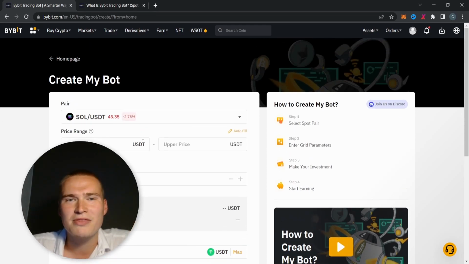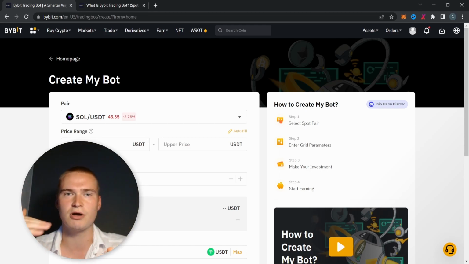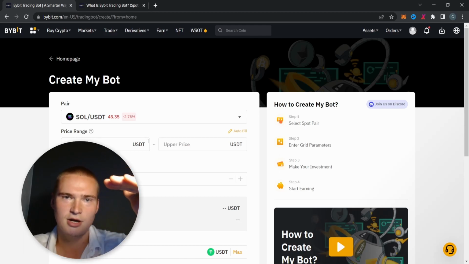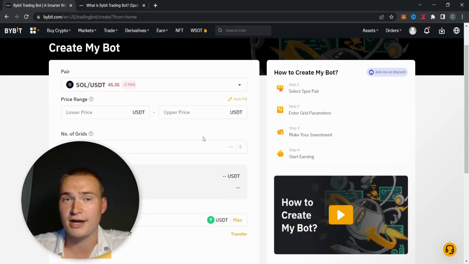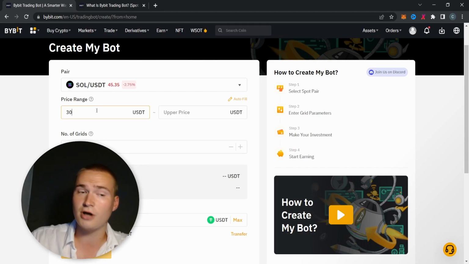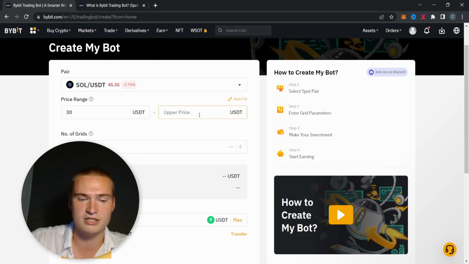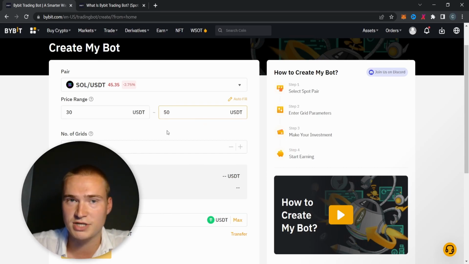The main thing of a spot grid trading bot is that you pick two parameters, a lower parameter and an upper parameter, and you have to pick parameters in which you think the price is going to consolidate and bounce up and down. So it's basically a way in which you can profit while it's in a range. For example, Solana is now at 45. You put this at $30, which is a strong support, and $50, which is a strong resistance level.